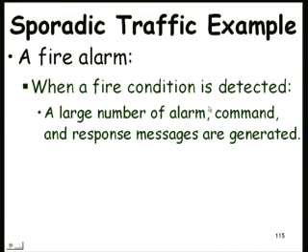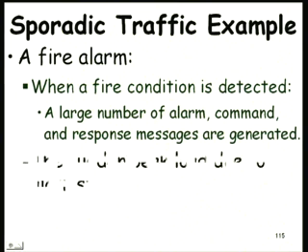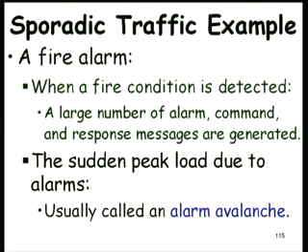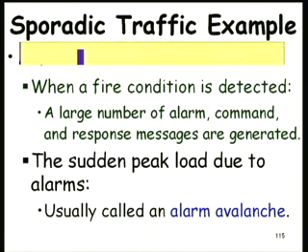So, one example of a sporadic traffic is a fire alarm, where very rarely a fire condition is detected, but once it is detected, a large number of alarm commands are sent out. There are response messages from these, and maybe action to be taken by sprinklers and so on. So, suddenly there is a peak load, suddenly the load increases due to alarms, called an alarm avalanche.